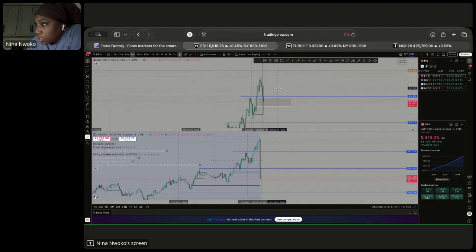Let's see, gap here, gap here. It's been inversed. Maybe here, breaker structure has been shown. It's been inversed.